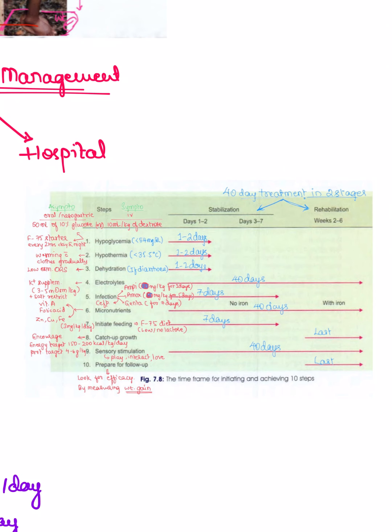Coming to hospital management, there are 10 steps involved. It can be divided into 2 stages. First is the stabilization stage, and then the second one is the rehabilitation stage. Now, the stabilization stage is going to last for 1 week, while the rehab stage is going to last from week 2 to week 6. There are 10 steps essentially.